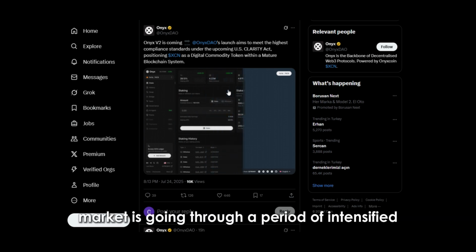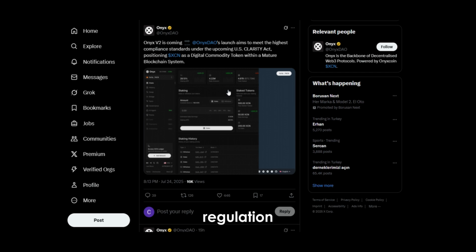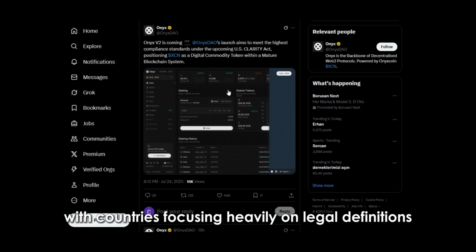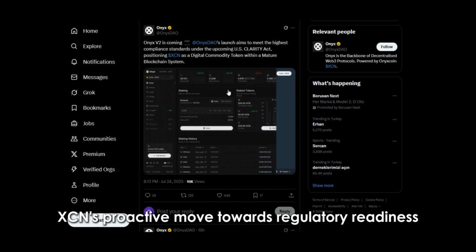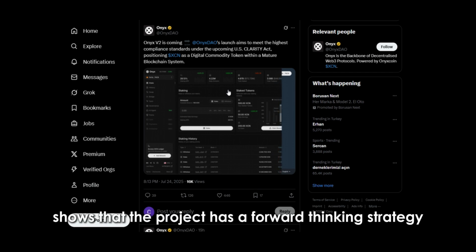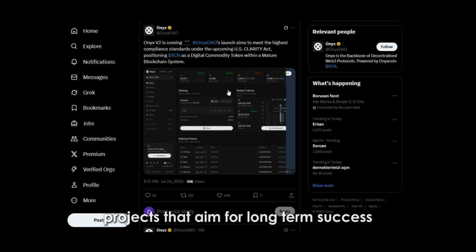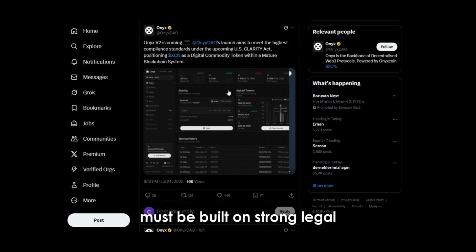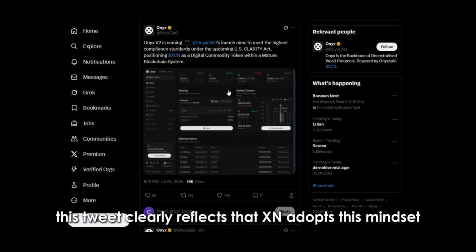The global crypto market is going through a period of intensified regulation, with countries focusing heavily on legal definitions. In this environment, XCN's proactive move towards regulatory readiness shows that the project has a forward-thinking strategy. Projects that aim for long-term success must be built on strong legal as well as technological foundations. This tweet clearly reflects that XCN adopts this mindset.